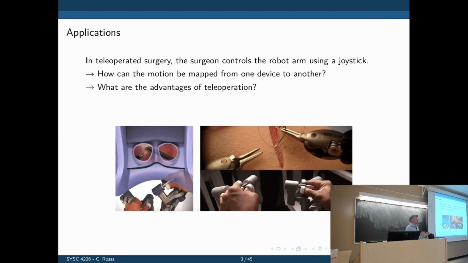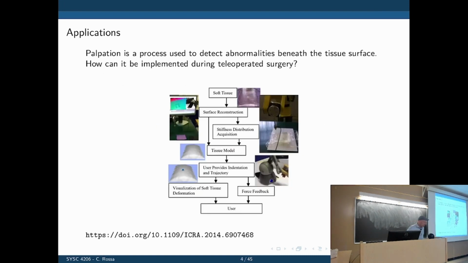But you can imagine that having some sort of haptic feedback telling you when you touch the object, for example, would have been very useful to help manipulating these objects during the procedures. That's what we want to implement. So here is one example. Palpation is a process that surgeons typically use to evaluate the condition of a given tissue. That sense of palpation is pretty much gone when you use a teleoperation system.